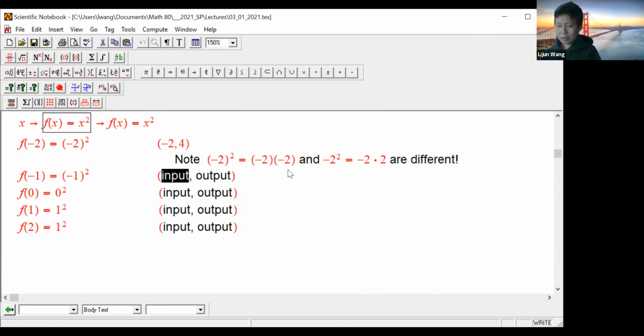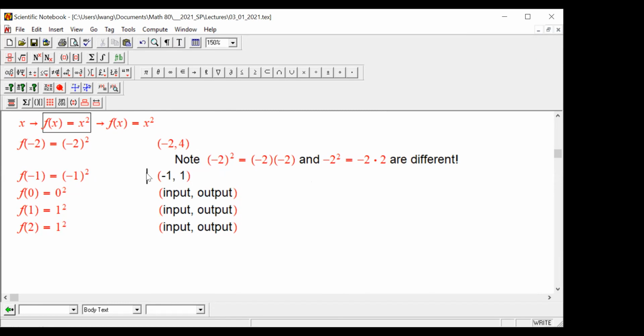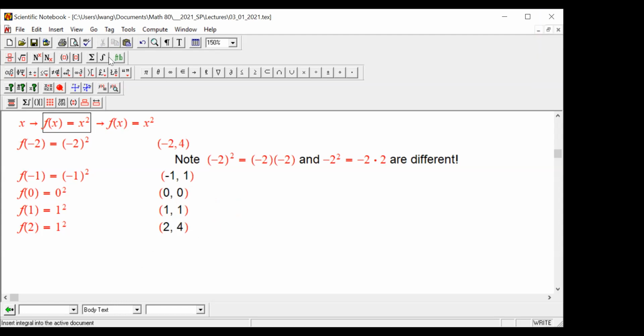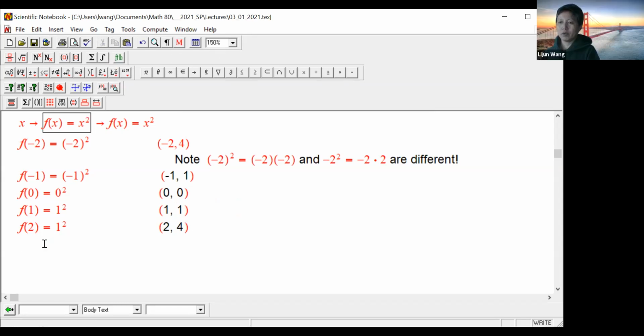So when the input is -1, what is the output? +1, excellent. The input is 0, what is the output? 0. Input is 1, the output is 1. Input is 2, output is... okay, so shall we plot them? Could you plot them for me on your paper?